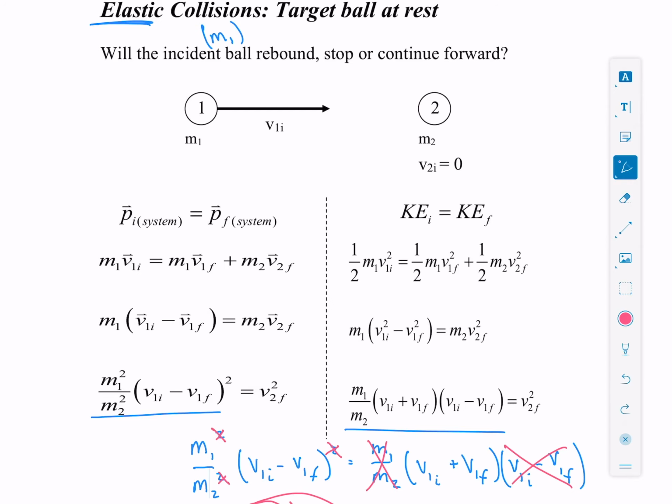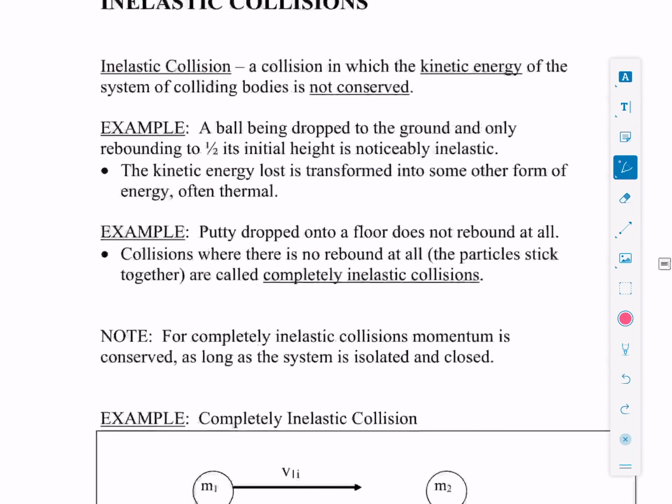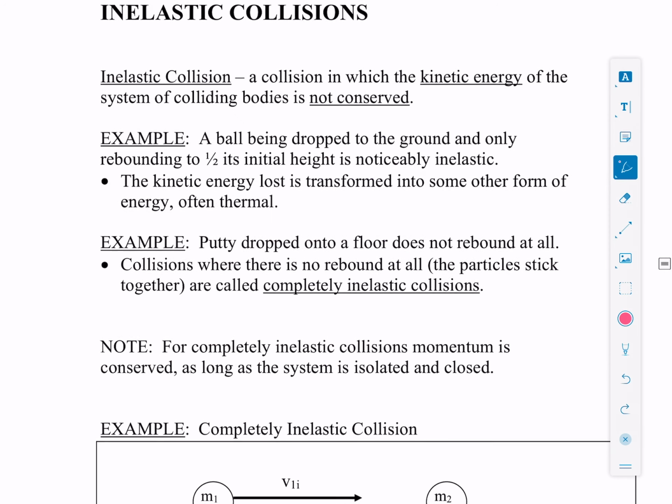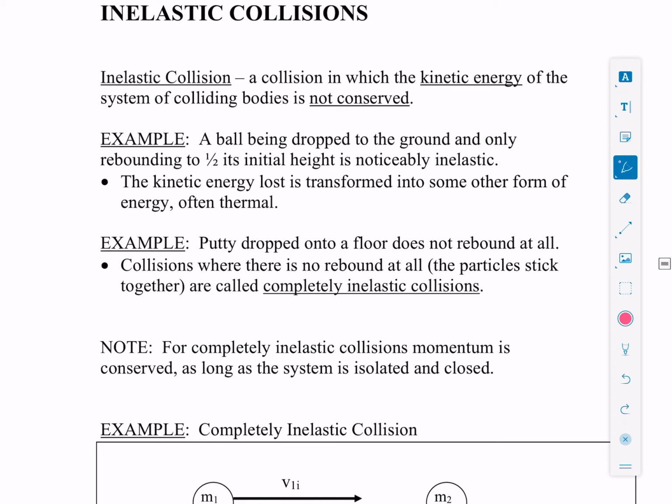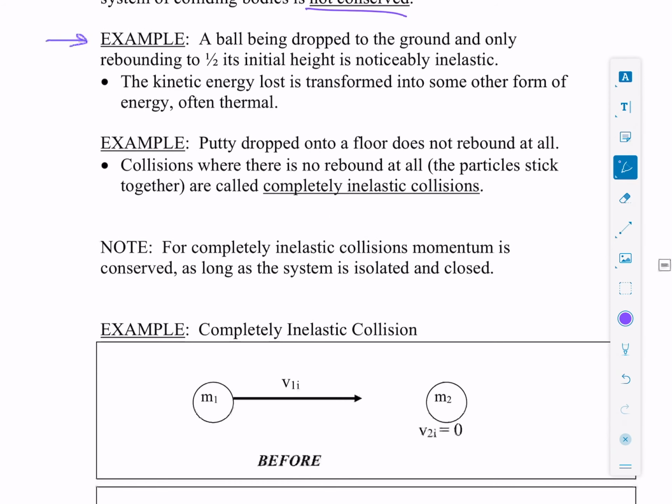All right. Good news is the last page is really quick. Inelastic collisions I've already kind of talked about, but here are your formal notes for it. Elastic collisions conserve kinetic energy. So an inelastic collision is when kinetic energy is not conserved. And this was the example I talked about earlier. If you drop a ball and it does not get to the same height, kinetic energy is lost. So it is inelastic. If you drop something and it does not rebound at all, we call that completely inelastic.